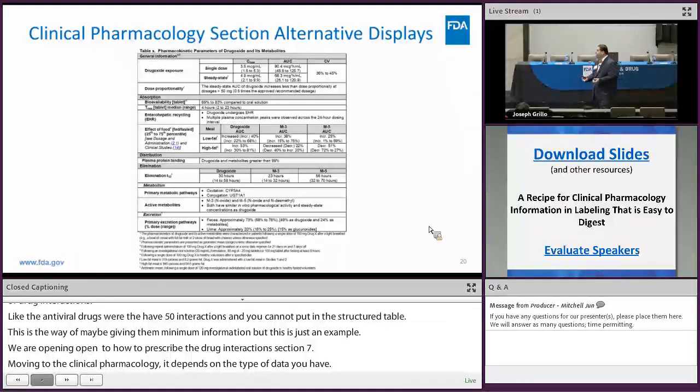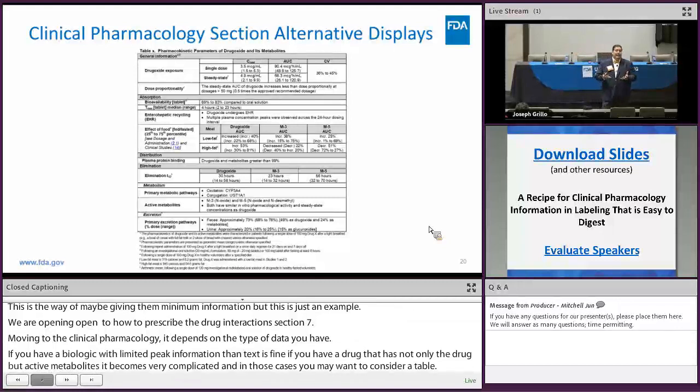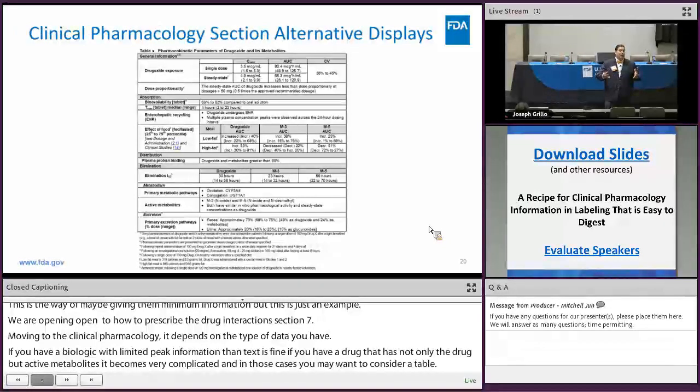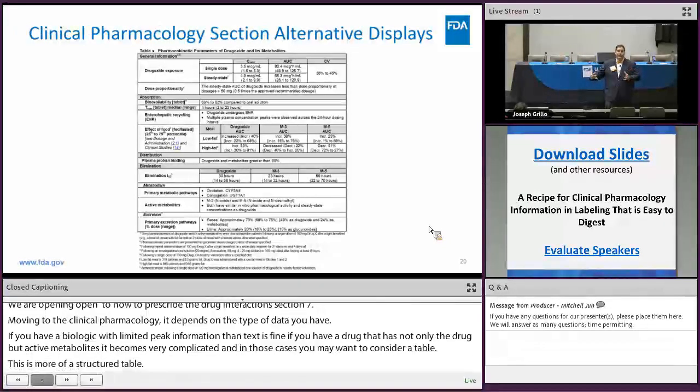And in those cases, you may want to consider a table like this here. So this is more of a structured kind of a table. Again, not a template, but just an idea. But ultimately, we would love to get ideas from industry and be able to get to a point where we could come up with sort of a more standardized structured table for different scenarios.